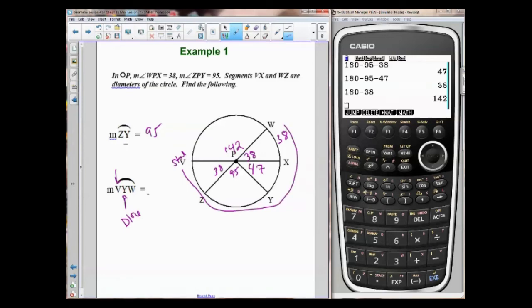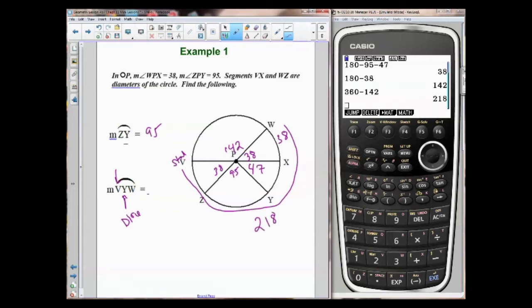So I'm going to add all these up and subtract from 360, or I could take this and subtract it from 360. However I wanted to do it. Well, actually, it's going to be easier to punch fewer buttons this way. 142, enter, 218. So this whole thing is 218.